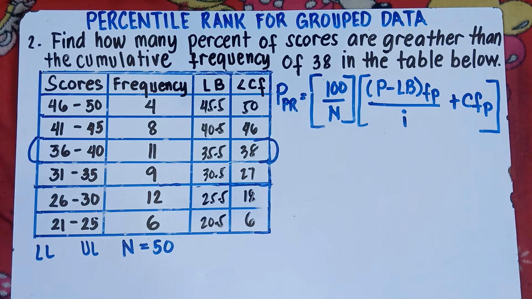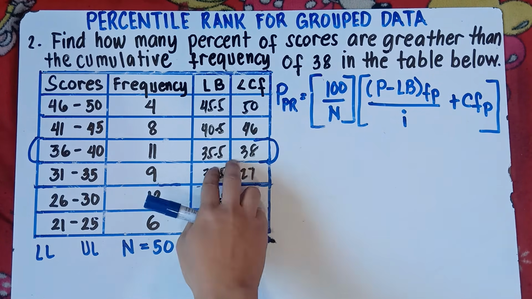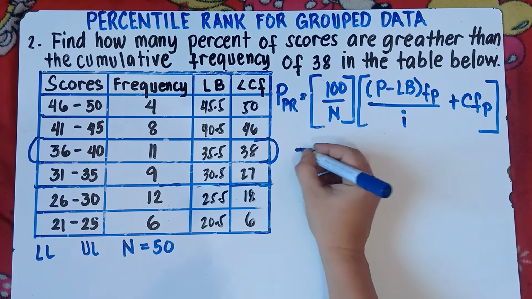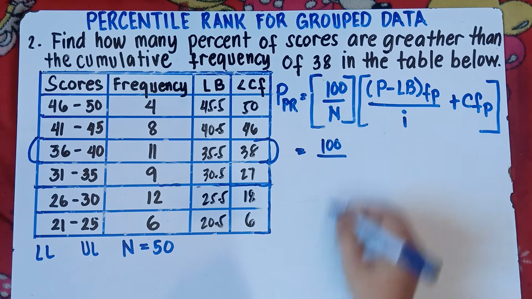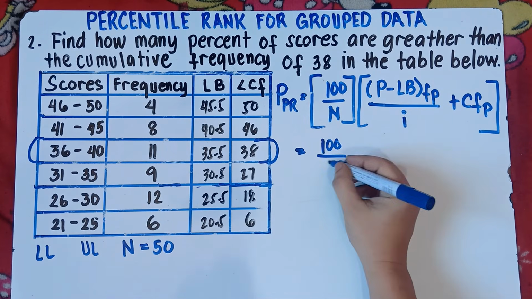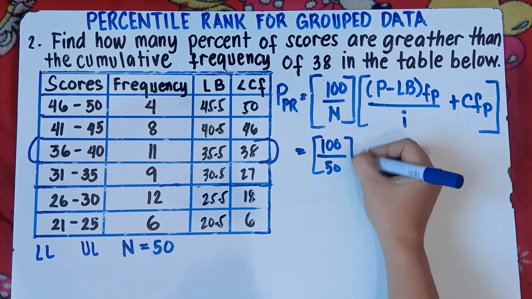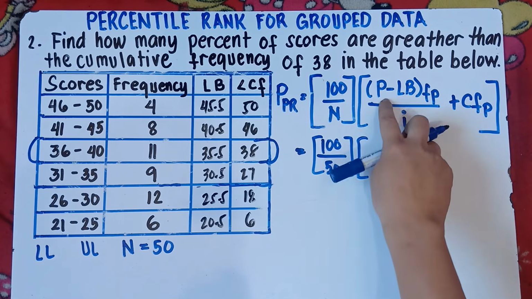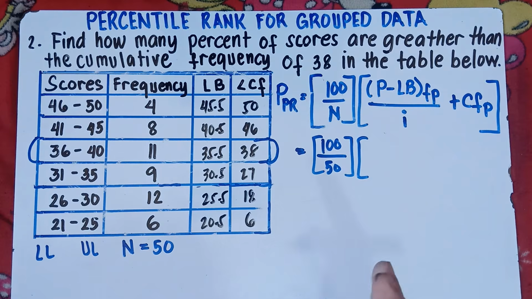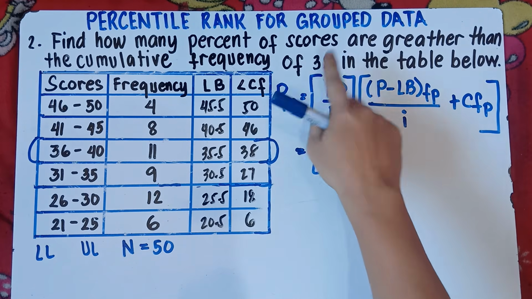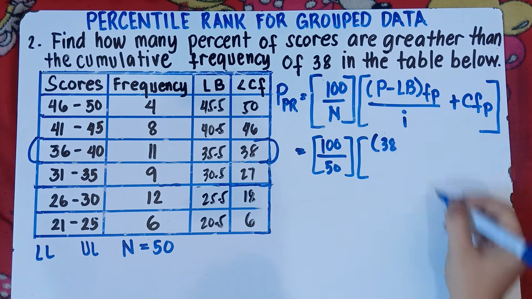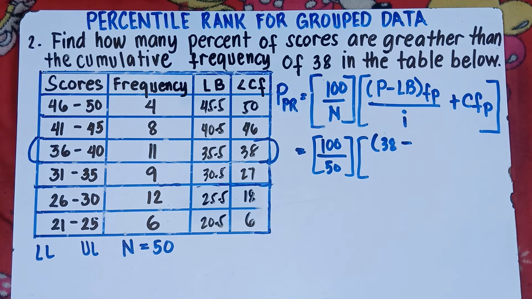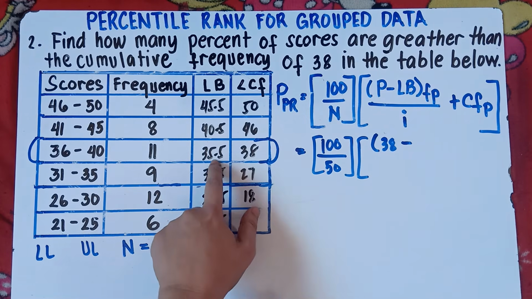Now, once you locate the percentile rank, you will substitute this value in our formula. Percentile rank is equal to 100 divided by n, the total frequency, that is 50, then bracket. P is 38, since we're looking for the percentile rank of the cumulative frequency of 38. Minus LB, which stands for lower boundary. The lower boundary of our percentile rank class is 35.5.